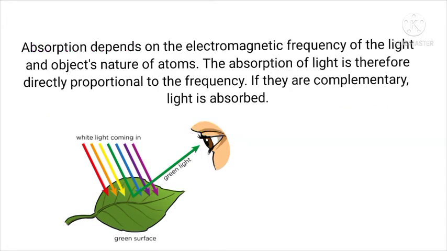Absorption depends on the electromagnetic frequency of the light and the nature of an object's atoms. The absorption of light is therefore directly proportional to the frequency. If they are complementary, light is absorbed. In this picture, we see that green is the only color we see in the leaves because the red, orange, yellow, blue, and violet are the complementary colors, so they are absorbed by the leaves.